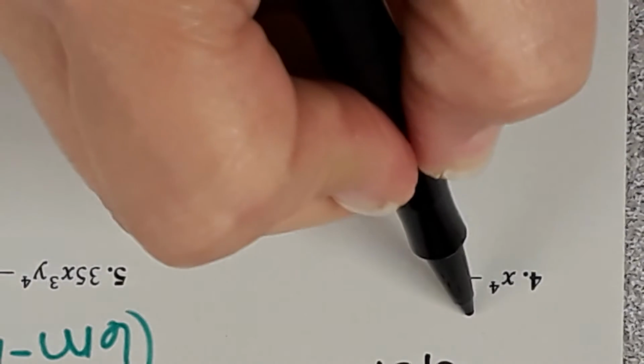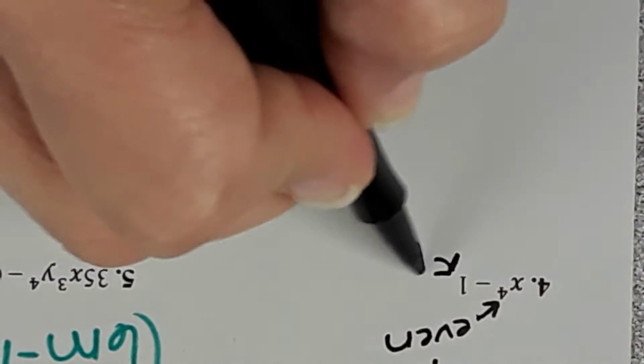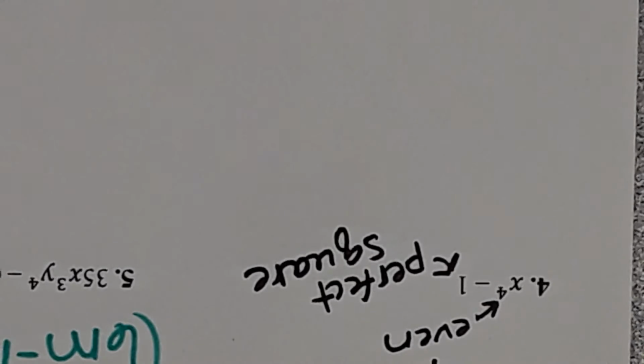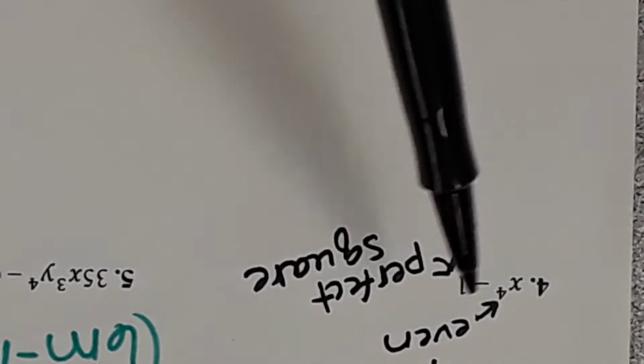So notice that my exponent is even. This is what we're going to spend the rest of our day really focusing on. Notice that the exponent is even, okay? And notice that 1 is a perfect square. So there's a couple things that you need to notice about this. Anytime you have an exponent that is even, and the number in front of the x is a perfect square, and the number after the x is a perfect square, and there's a subtraction sign, this is what we call a difference of squares.